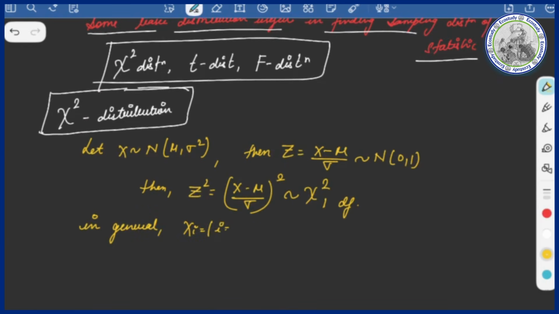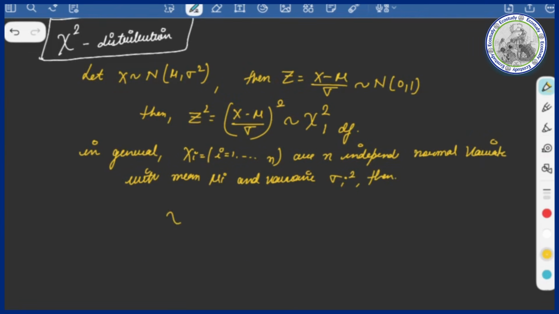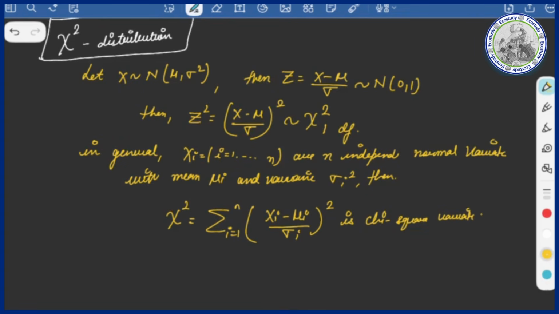In general, if Xi, for i equal to 1 to n, are n independent normal variates with mean mu i and variance sigma square, then chi-square, that is the sum over i equal to 1 to n of (Xi minus mu i upon sigma) square, follows a chi-square variate with n degrees of freedom.